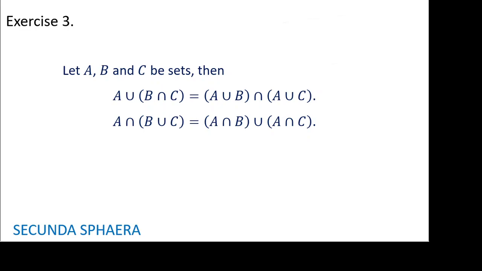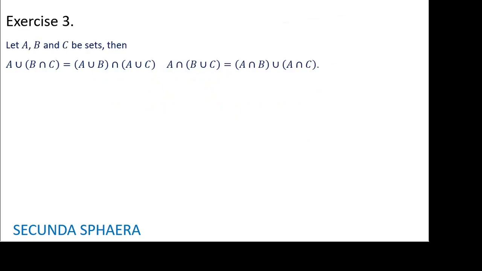And now let A, B, and C be sets. Then A with the union of an intersection is going to be an intersection of unions. Keep an eye on the pattern. And now also A intersected with a union is going to be the union of intersections. Also keep an eye on the pattern. If you want to prove these exercises on your own, feel free to do so. You can also write your solution in the comments. If you want to see a certain approach for solving this exercise, continue watching the video.